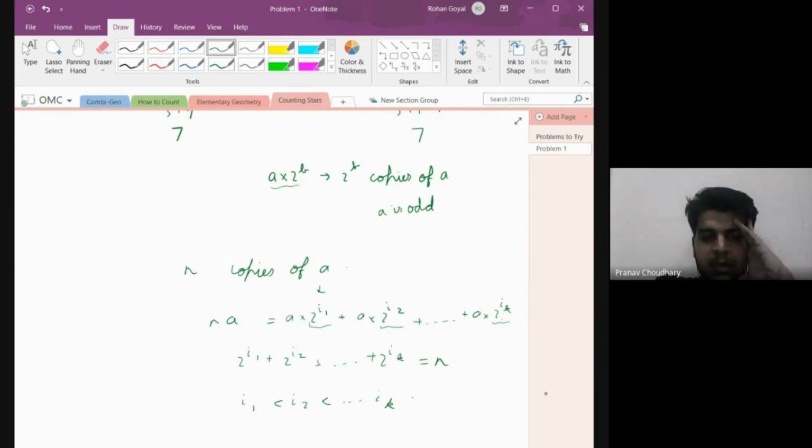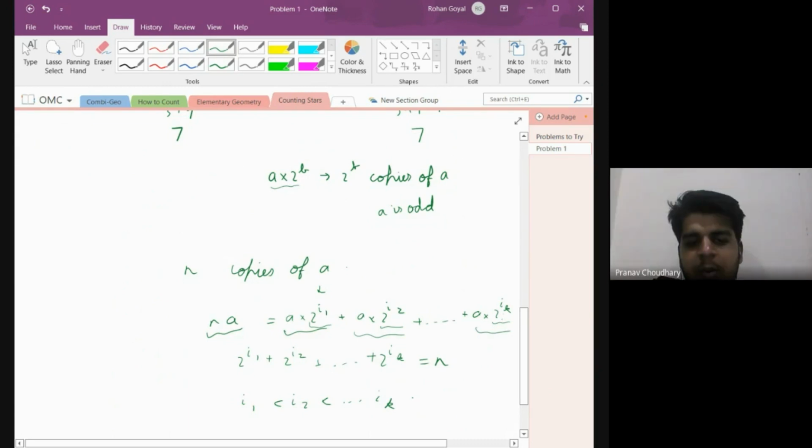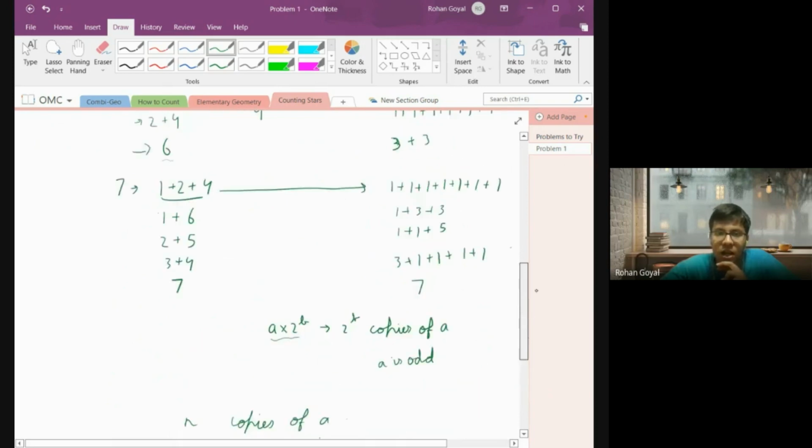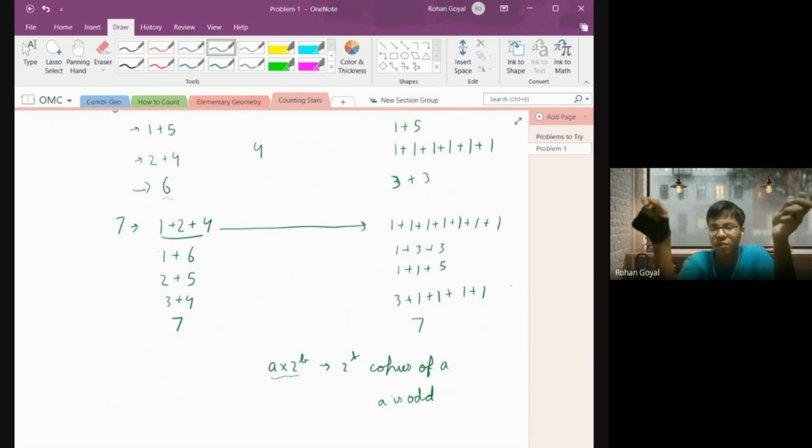Can you repeat? How did you do this identity? So we want to break N into A, right? N copies of A as A into 2 to the something, A into 2 to the something, A into 2 to the something, right? Because this is equal to 2 to the power something. That's how we broke the left hand side to the right hand side, right? We broke A into 2 to the something copies of A. So how would we want to build back is A into 2 to the something copies, right?